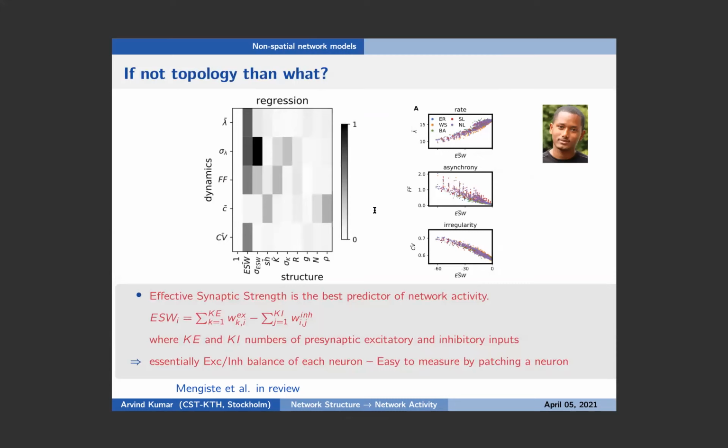So what Seema did then is that he did a regression between different structural measures: effective synaptic weight, which is essentially EI balance, its variance, shared connectivity, number of connections, the distribution width of the connections, spectral radius, the ratio of excitation to inhibition, number of neurons, and connection density. And in the dynamics, he was again looking into the 5 properties that we are interested in related to firing rates, regularities, and synchrony.